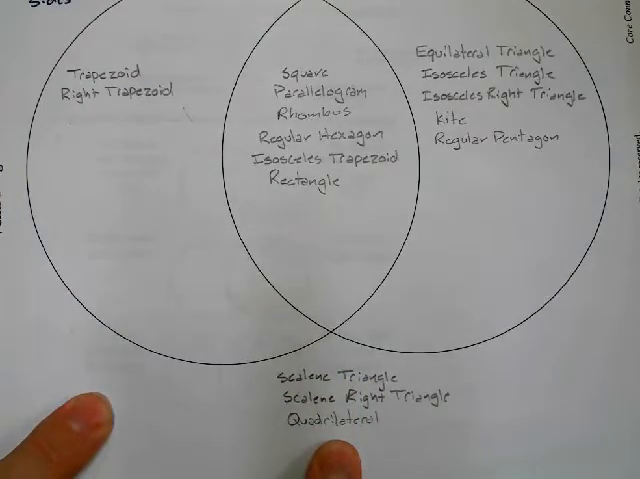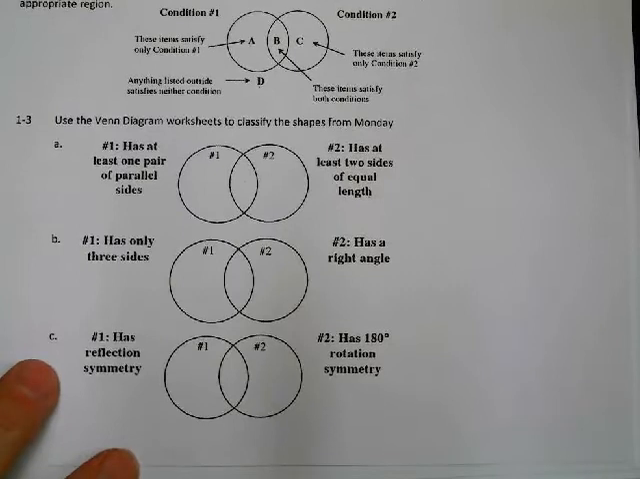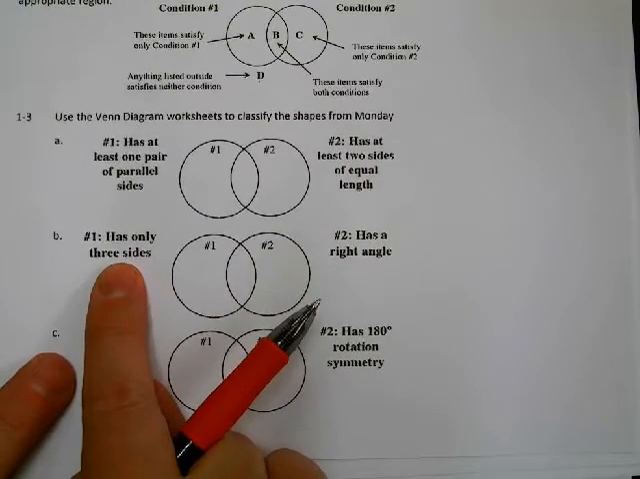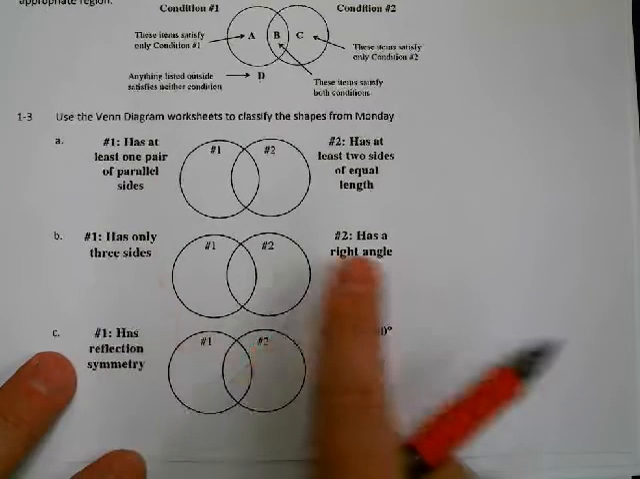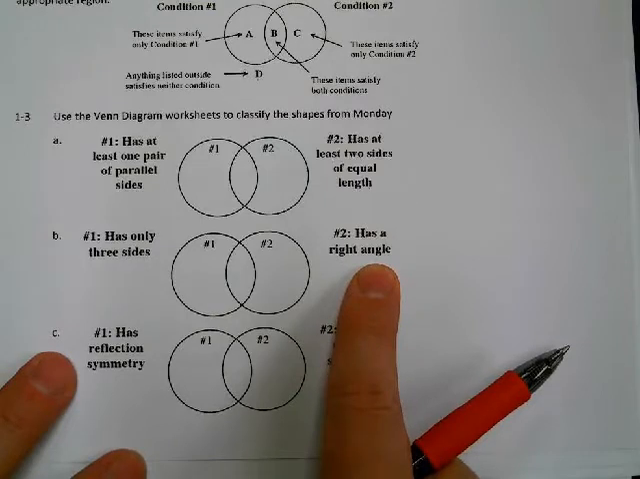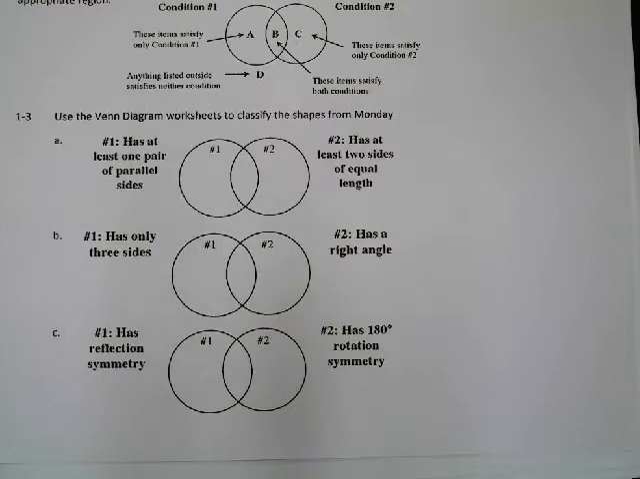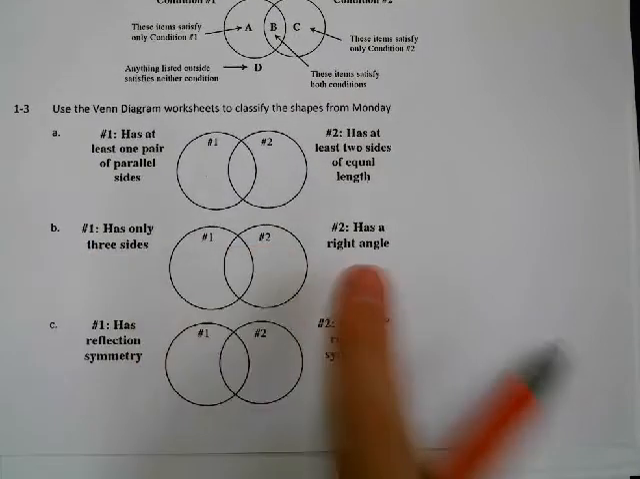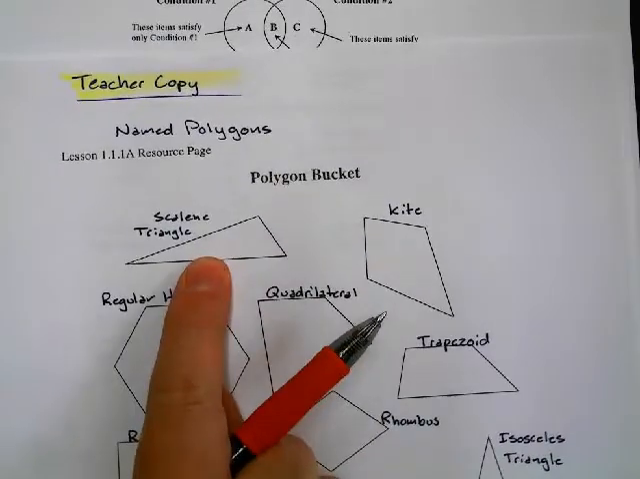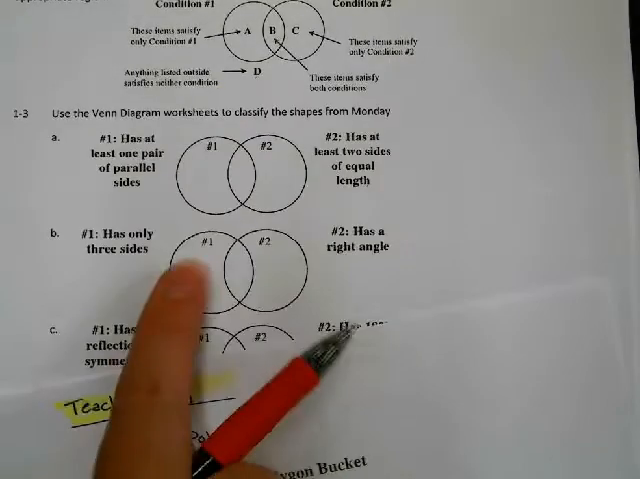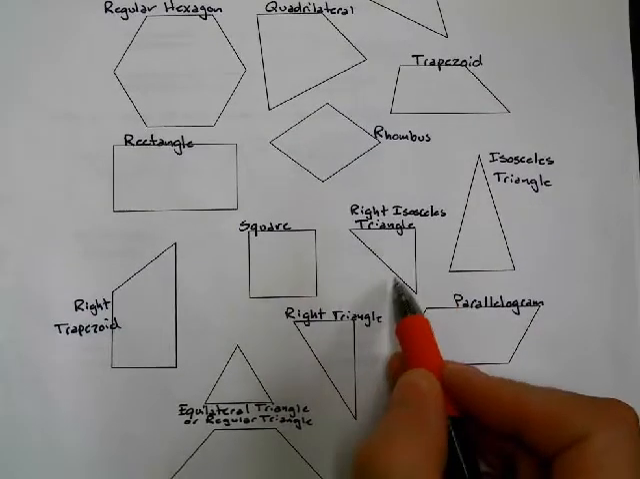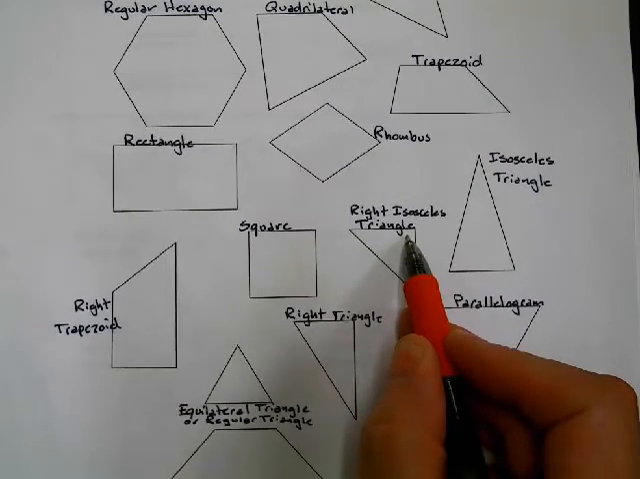All right, next one. First situation has only three sides, so those are going to be our triangles. Over here has a right angle. Okay, so let's look at our grouping here. Has only three sides and has a right angle. Three sides, no right angle. So that would be over here, three sides but not right angle. Let's look at three sides with a right angle. Okay, three sides and it has a right angle. So this would go in the middle there because it has a right angle and three sides.